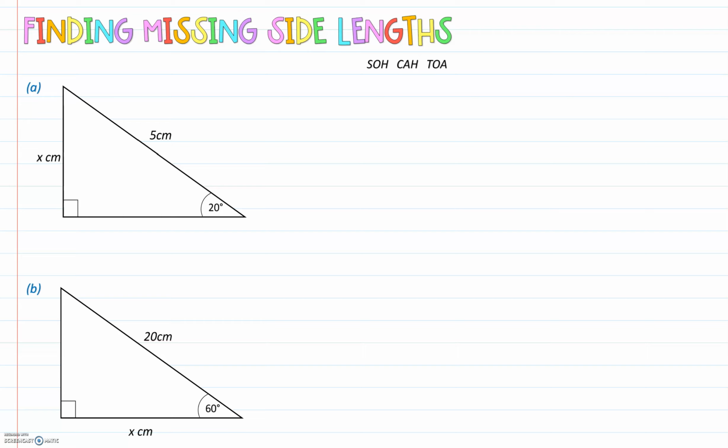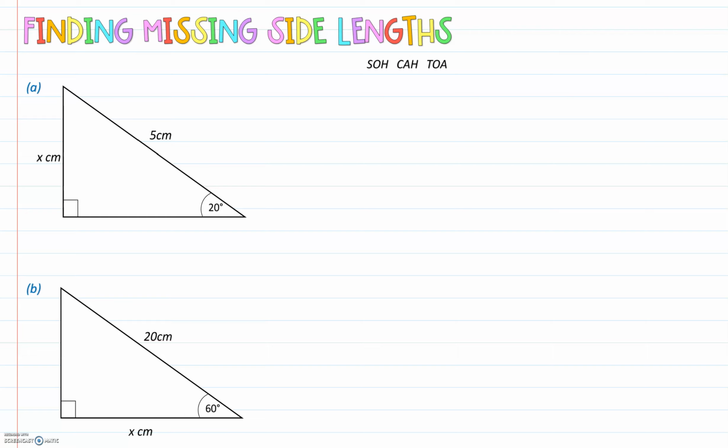So our first real application of trigonometry is finding missing side lengths. So we're going to have a look at example A as our first look at finding missing side lengths. So in A, we want to find x centimetres. How do we do that?